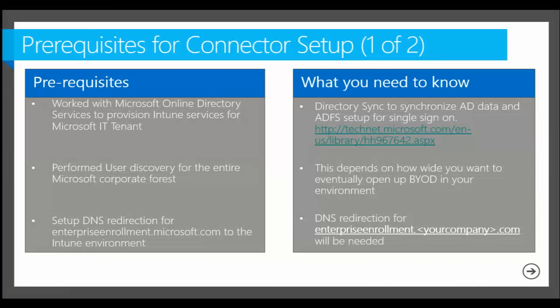So for example, if you were working for Contoso and your email address was arun@contoso.com or david@contoso.com, it would automatically get redirected to enterpriseenrollment.contoso.com. So you would have to create a DNS redirection for the same in order to provide a good user experience. Otherwise, your users would get a failure message, and then they would have to go in and manually enter the URL to go to.